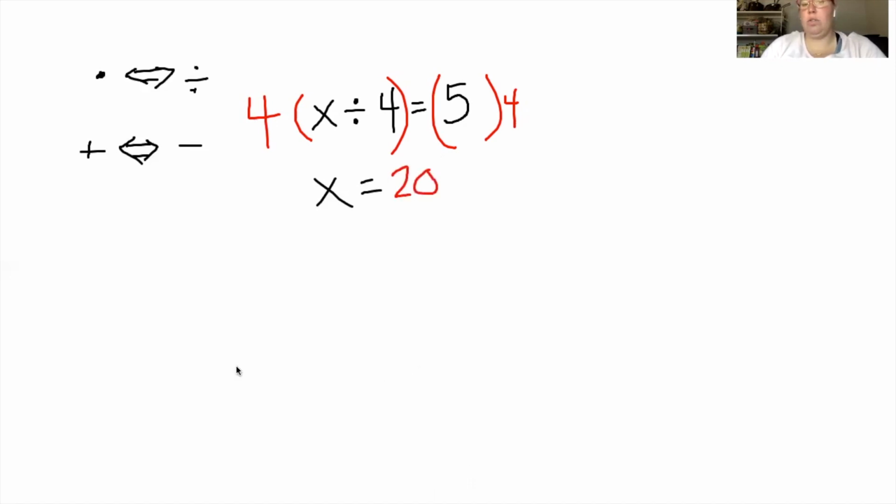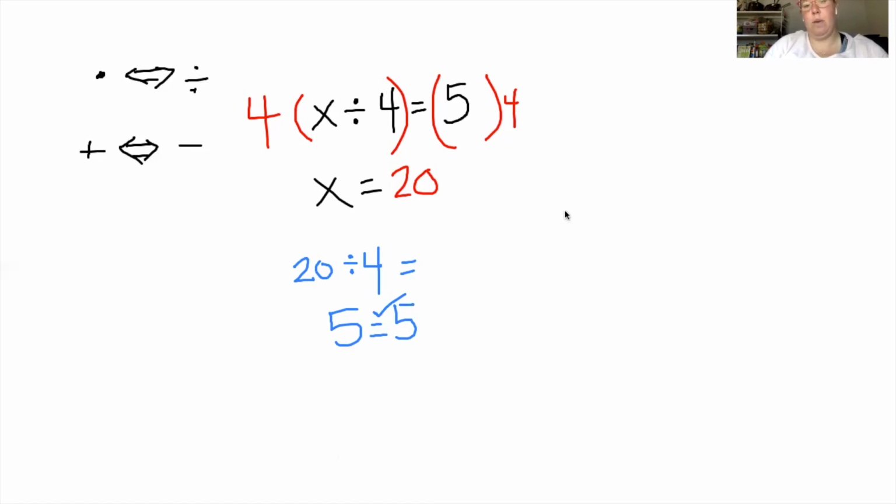Now 20 sounds good, but let's check our work. We got 20 divided by 4, and that happens to equal 5. And what do we want it to equal? We wanted it to equal 5. Happens for every single equation. This is called solving one-step equations.